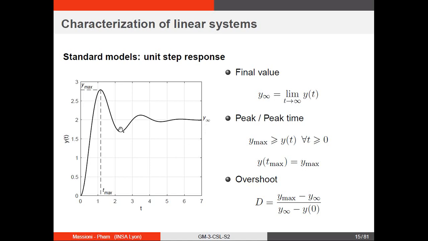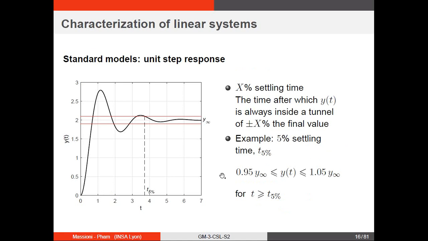We might have a peak, a maximum value, and a time of the peak. And then we might have an overshoot, which is the amplitude of the peak with respect to the final value, described by this formula.